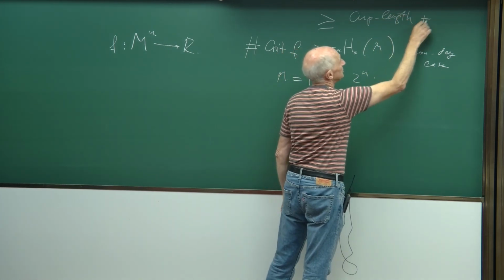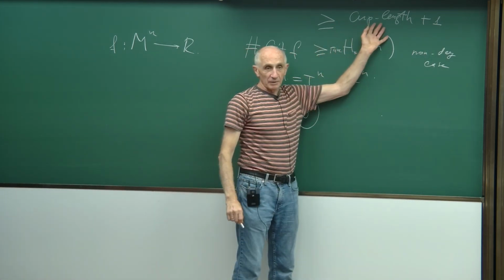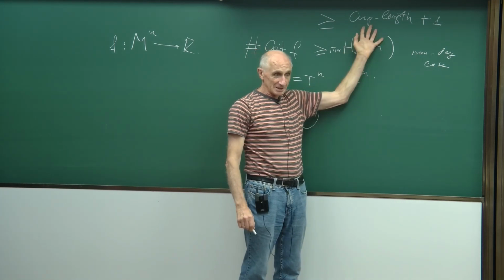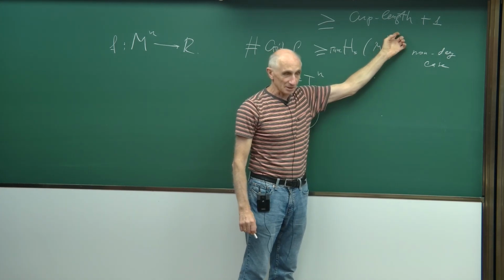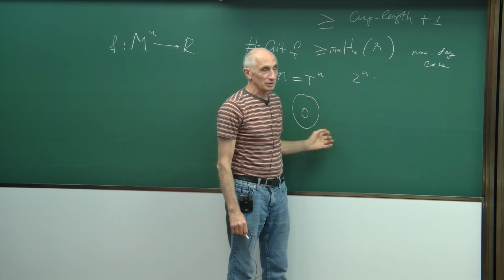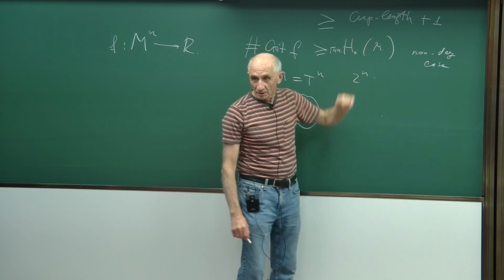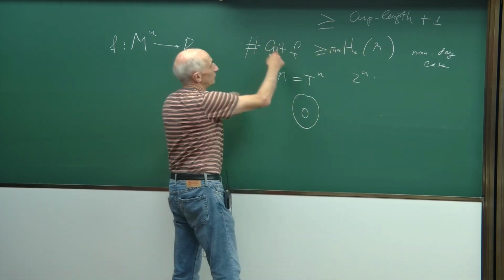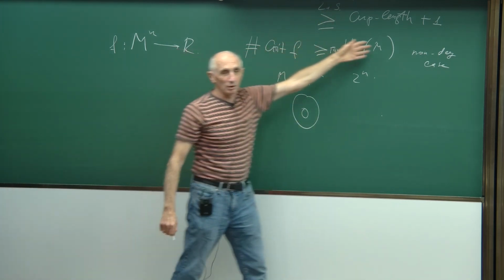Cup length of the manifold plus 1. So what is cup length? The cup length of the manifold is the maximal number of cohomology classes such that the product of these classes is non-zero. So the cup length of the 2-dimensional torus is 2, and therefore it's 3. This is called the Lusternik-Schnirelmann bound in terms of cup length.